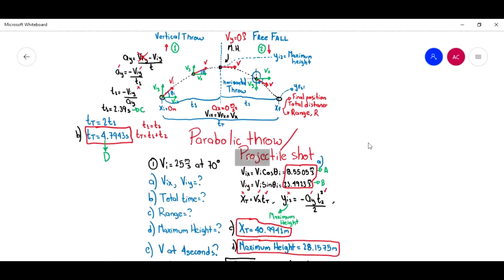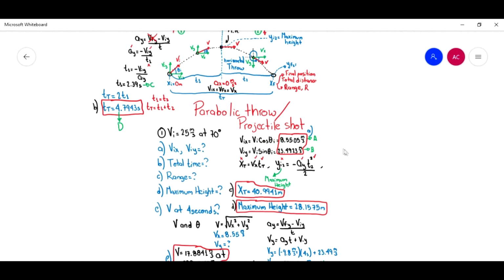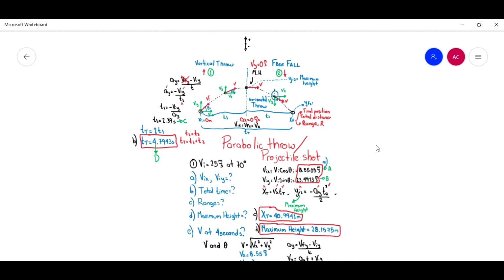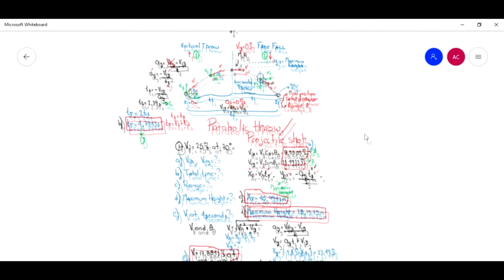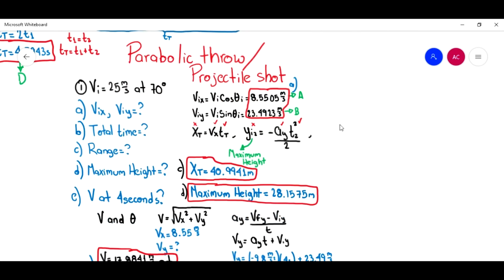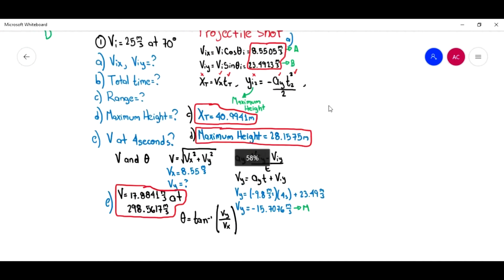So in the next video of parabolic throw, I'm not going to spend too much time explaining the equations. I'm just going to write them, and say this equation comes from this topic and the other one comes from that topic.